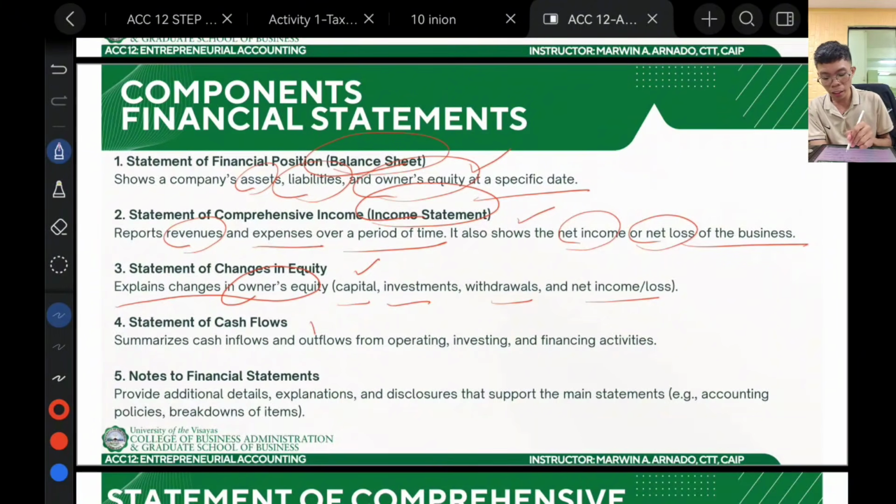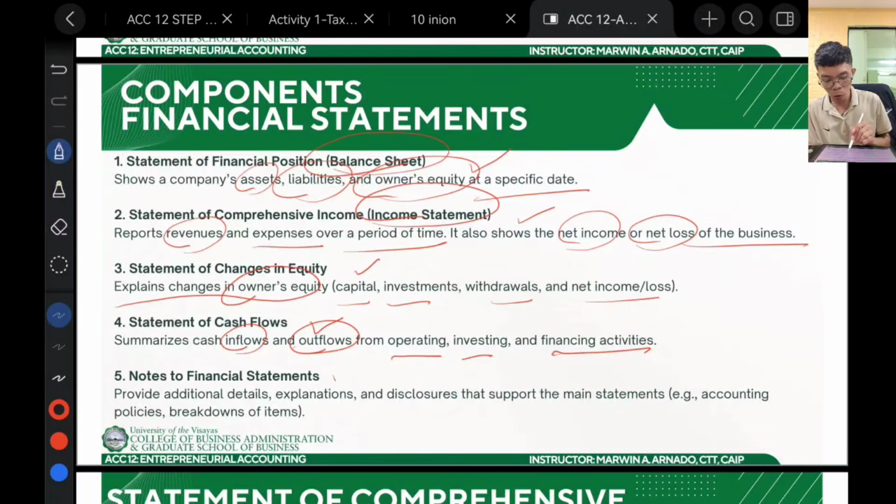The fourth one is the statement of cash flows. This shows the company's inflows and outflows of cash from operating, investing, and financing activities. Again, the statement of cash flows only focuses on cash, the cash going out or coming into the company.